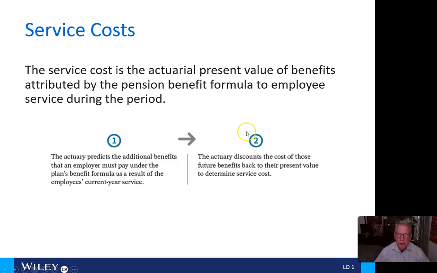Okay, let's go through each of these components. The service cost is the actuarial present value of benefits attributed by the pension benefit formula to employee service during the period. So number one here, the actuary predicts the additional benefits that an employer must pay under the plan's benefit formula as a result of the employee's current year service. Then number two, the actuary discounts the cost of those future benefits back to their present value to determine service cost.